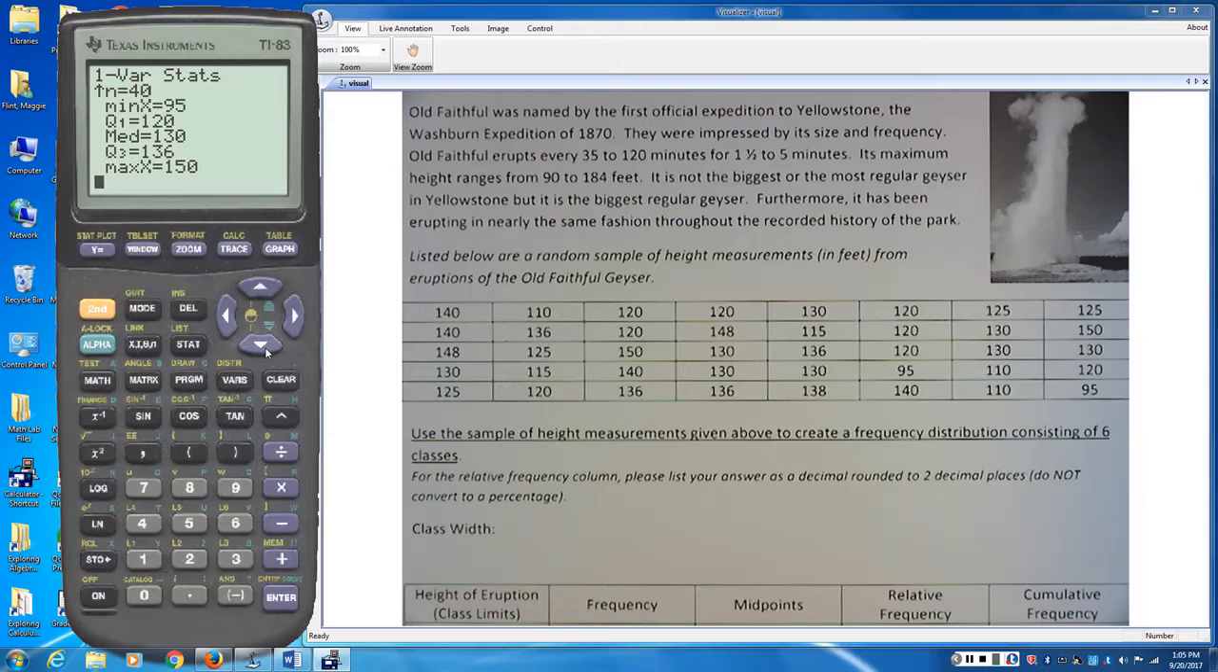But that tells us that the minimum data value is 95. And it tells us that the maximum data is 150. Okay?